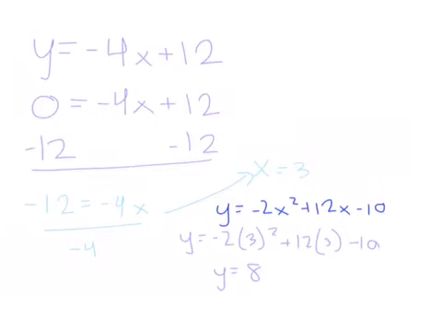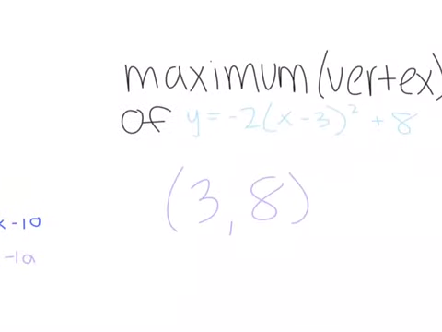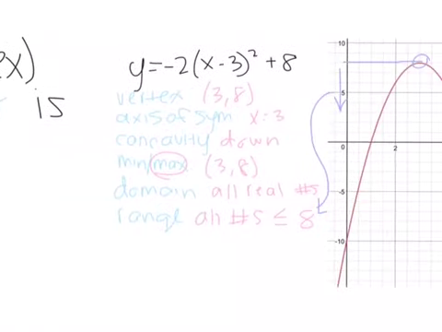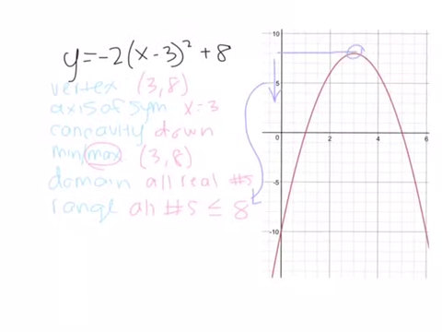And then we're going to plug that into our first equation. So it's going to be y equals negative 2 times 3 squared plus 12 times 3 minus 10, and our y is going to be equal to 8. So our maximum value of that equation is going to be (3, 8). Now we can find out the rest of our information.